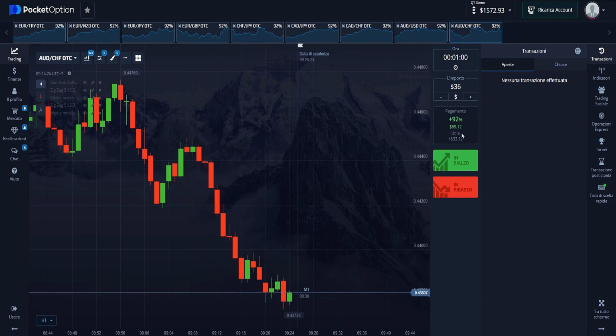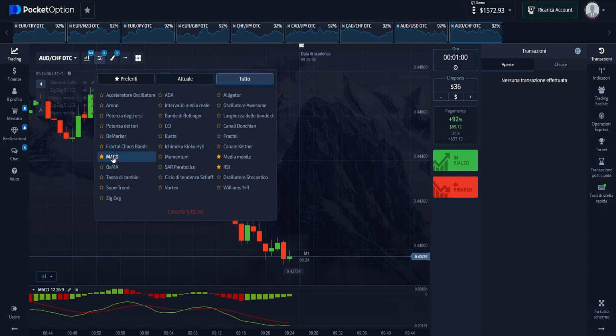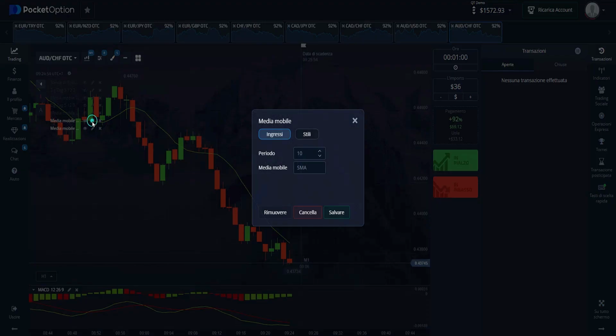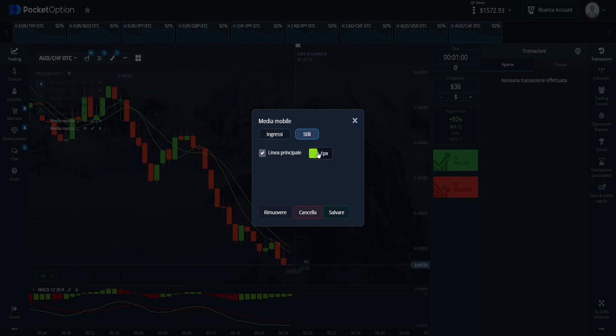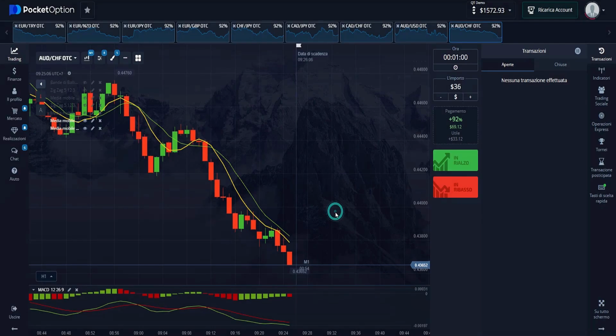Let's try a simple strategy by adding indicators. A MACD indicator and 2 moving averages. One with 7 periods, yellow, and one with 200 periods, blue. Adjust the parameters according to the strategy instructions.